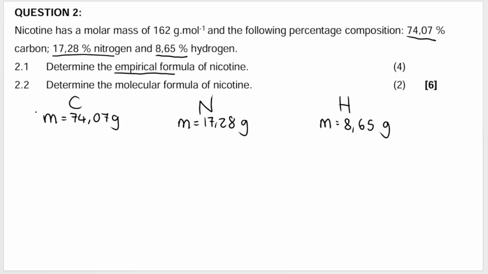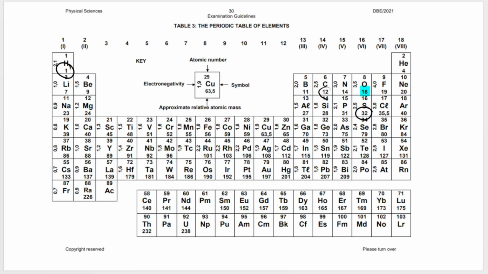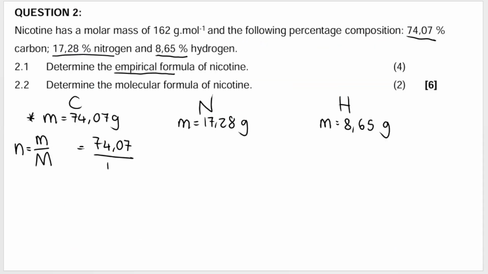Step 1 is I need to convert all of these to moles. I'm going to be using the following formula. I only need to write it once, but I'm going to do it for all three. So what I do is I take 74.07 and I divide it by the molar mass of carbon. So if you look on your periodic table, carbon is over here. It's got a molar mass of 12. I divide it by 12.